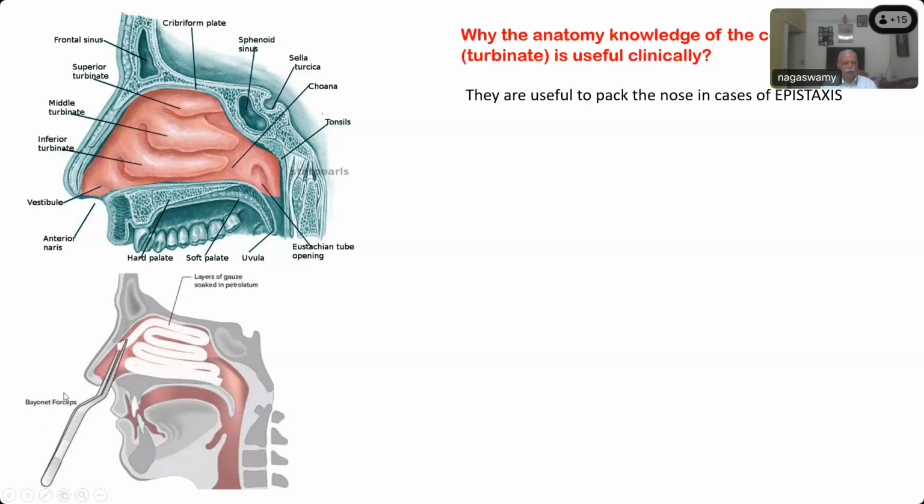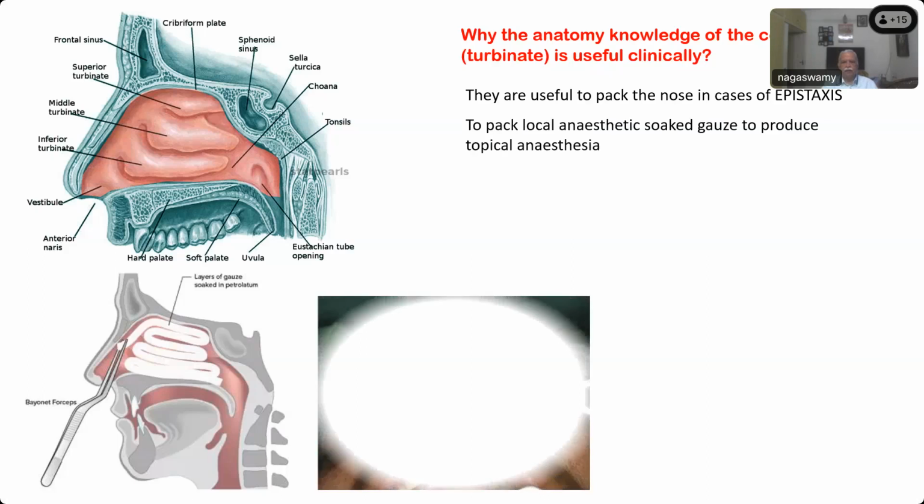So this bayonet forceps means which other instrument which we use has the same type of angulation? Magill's forceps. Magill's forceps, excellent. So Magill's forceps which we use also has the same angulation for you to see the tip, where exactly you are holding the tube and how you are pushing it. If it is a straight forceps, you will not be able to see the tip because your fingers will occlude the vision. So this angulation is there in this bayonet forceps as well as in the Magill's forceps for better visualization of the tip. So packing is done for epistaxis.